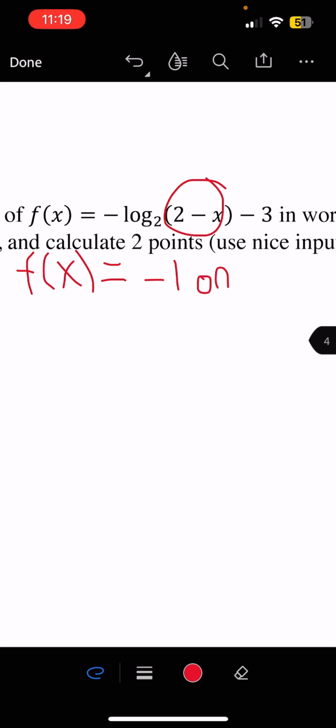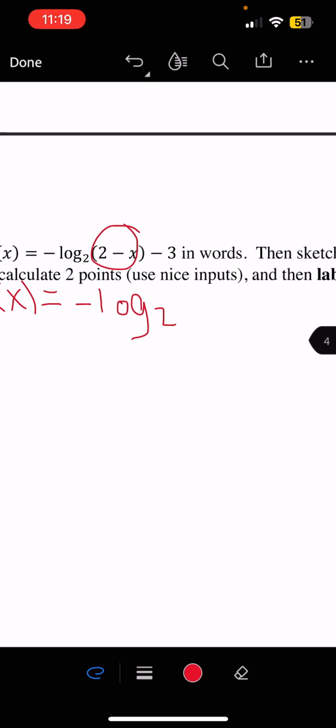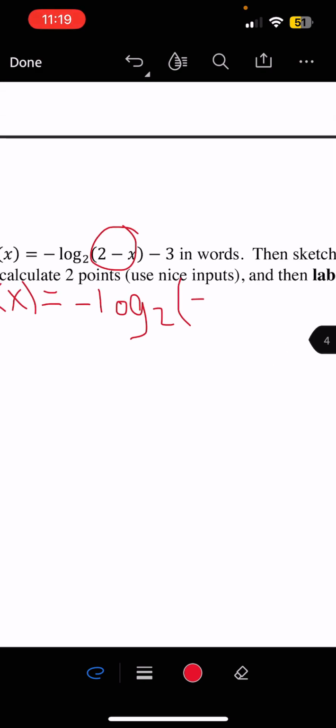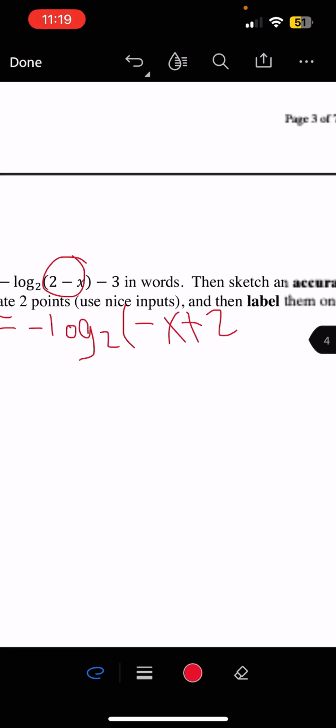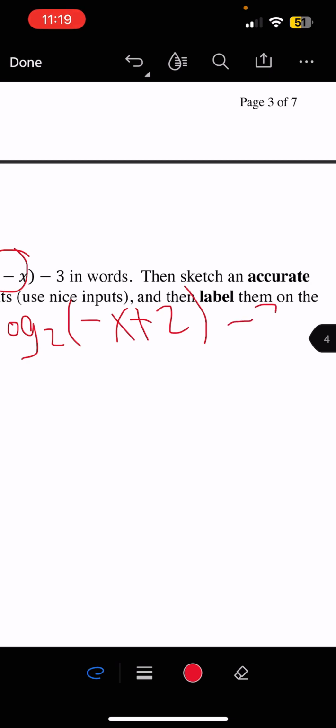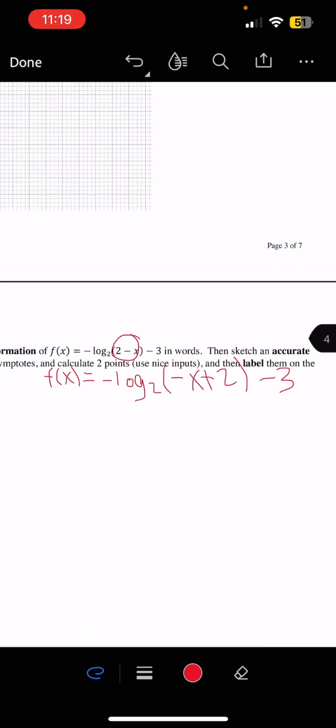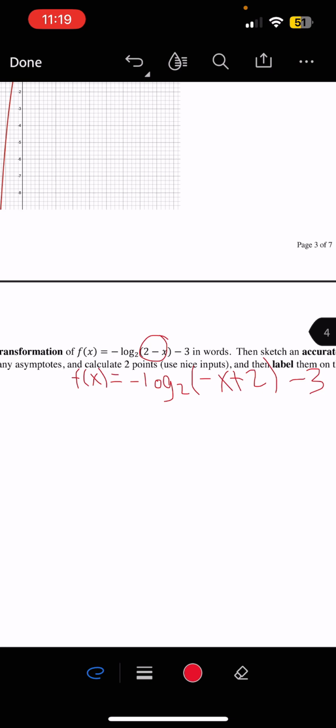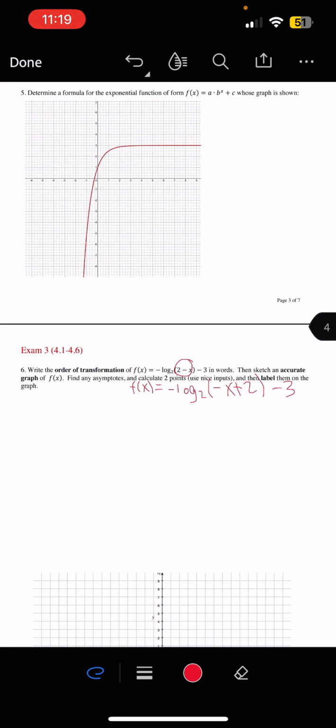So negative log base 2 of negative x plus 2, minus 3. All right, so you can see that there's two negatives, one on the outside and one on the inside. This means that there's going to be a flip over the x and a flip over the y. That's the second step though.